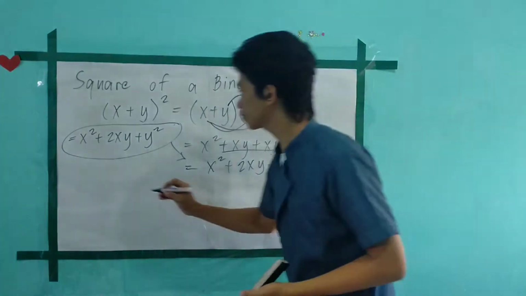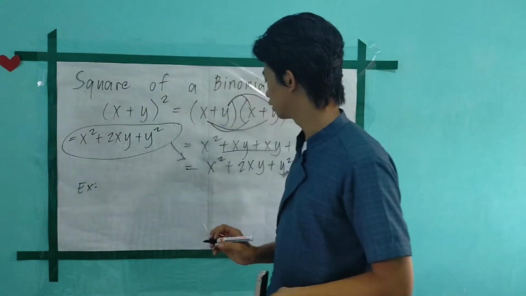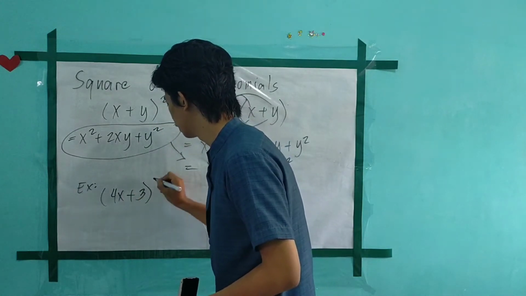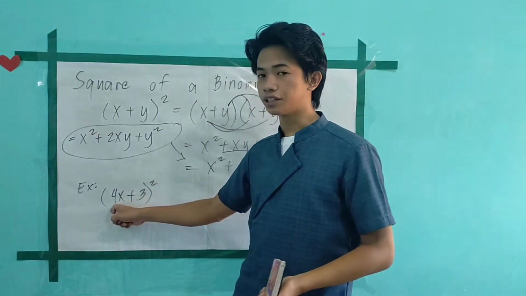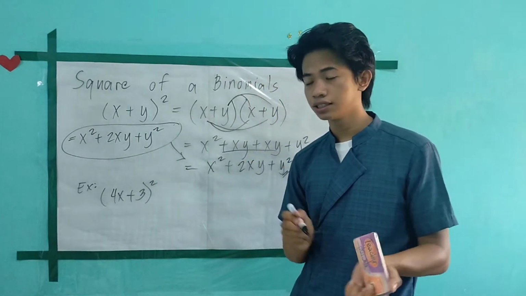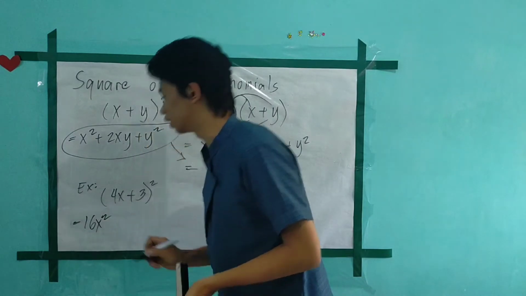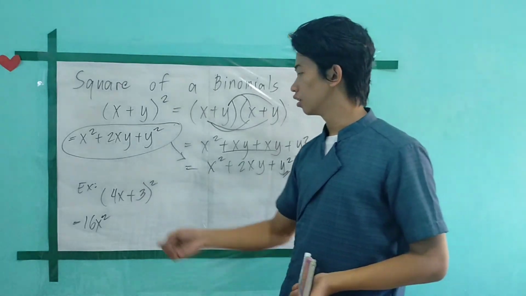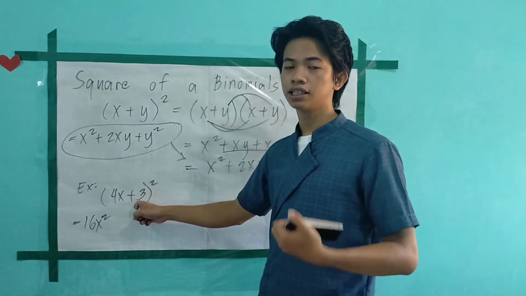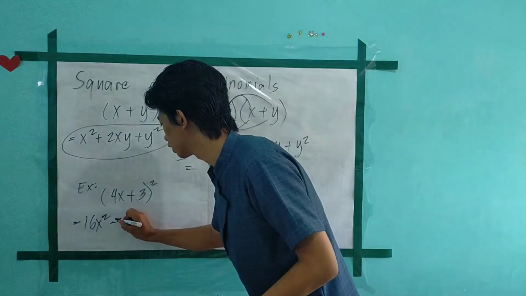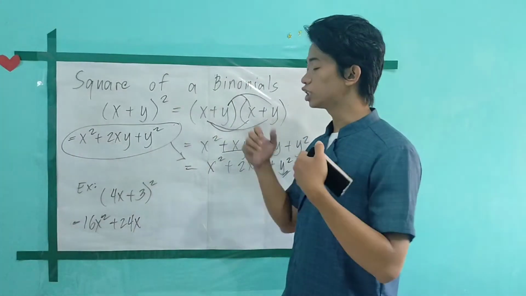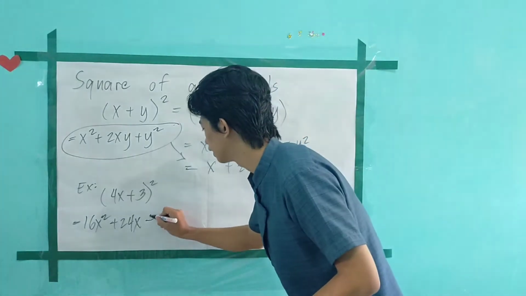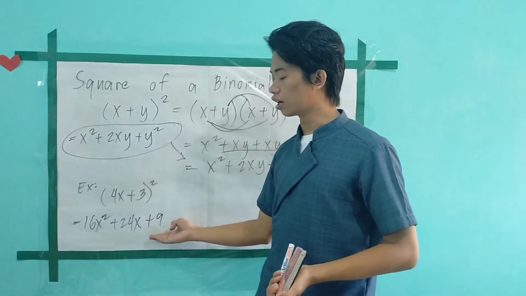So let's have another example. Let's say our example is 4x plus 3 squared. Square the first term. 4x multiplied by 4x is 16x squared. Next, get the product of the first term and the second term, then twice it. 4x multiplied by 3, 12x times 2, it is 24x. Then last, square the second term of the binomial. So 3 times 3, it is 9. So that is an example of a square of a binomial.